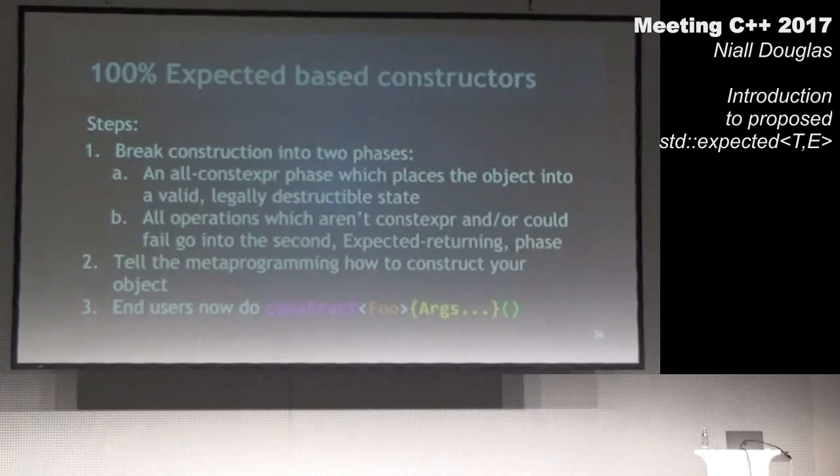Step 2 is you tell the metaprogramming how to construct your particular object. And now what you get is that end users do this lovely construct, which is a free function. Well, it looks like a free function, but it's not. It's actually a type. So the type is called construct. Foo is the type that you want to construct. You put your arguments for construction in between curly brackets, and then you add on a set of normal brackets at the end. I know that looks really non-intuitive, which is why I color-coded it.